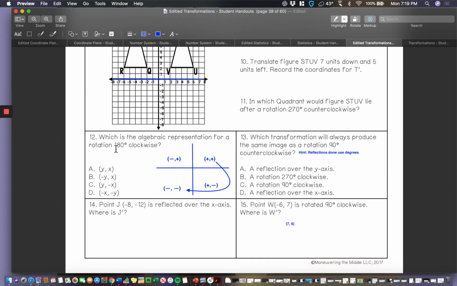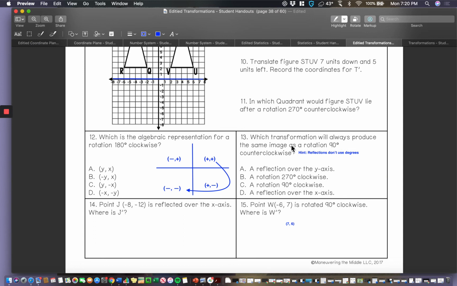Number 12, which is the algebraic representation for a rotation 180 degrees clockwise? So I showed you where you would be starting, and then I'll be going 180 degrees, and you land right there. So my x is negative and my y is negative. That's a big hint right there. It's an easy question. Number 13, which transformation will always produce the same image as a rotation 90 degrees clockwise? So here's my hint. Reflections don't use degrees. Okay? So you can eliminate some answers there.